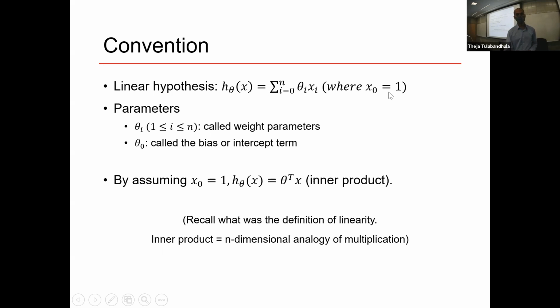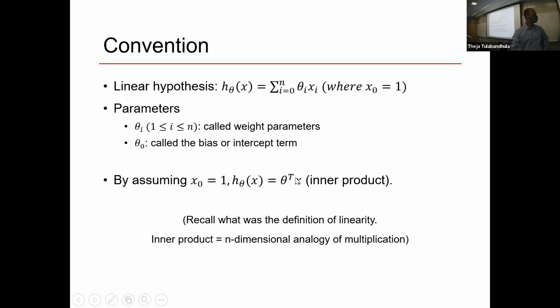Because we folded it in and said, let's assume there's a fictitious x naught, an extra feature. It always takes a value of 1 for every data point. That lets us simplify the notation, because otherwise we'll have to always write an extra plus theta naught. Now you can just write it this way, right? So this summation, element-wise multiplication and summation, is just what is called an inner product. This is a shorthand notation that you should be familiar with.